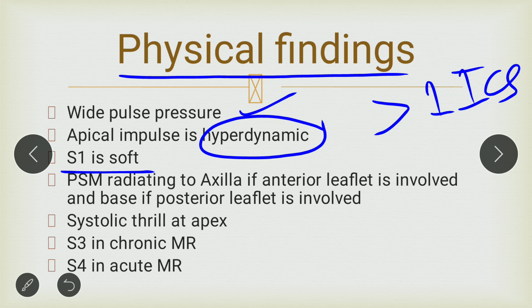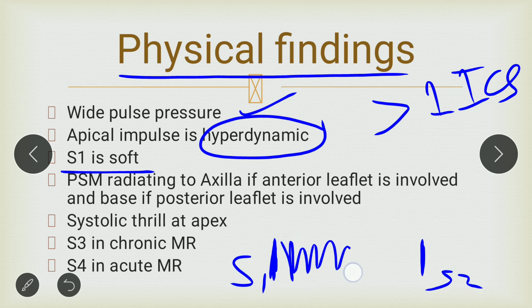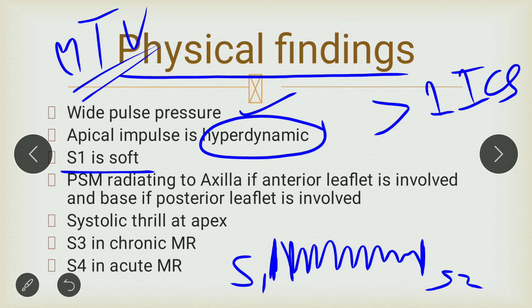And you will get a pansystolic murmur. That is, the murmur will start from S1 and go up to S2. So this is your S1 and this is S2. Murmur will be heard throughout the systole. This is called pansystolic murmur. The other conditions where you will get pansystolic murmur are tricuspid regurgitation and VSD. MR, TR and VSD are the three conditions producing pansystolic murmur. And you can feel a systolic thrill at the apex.